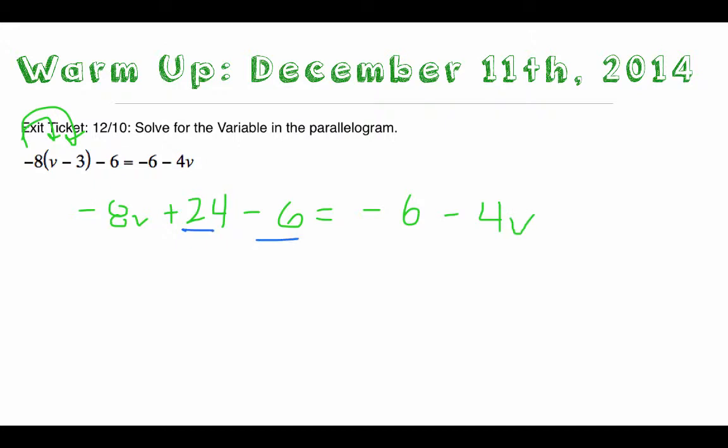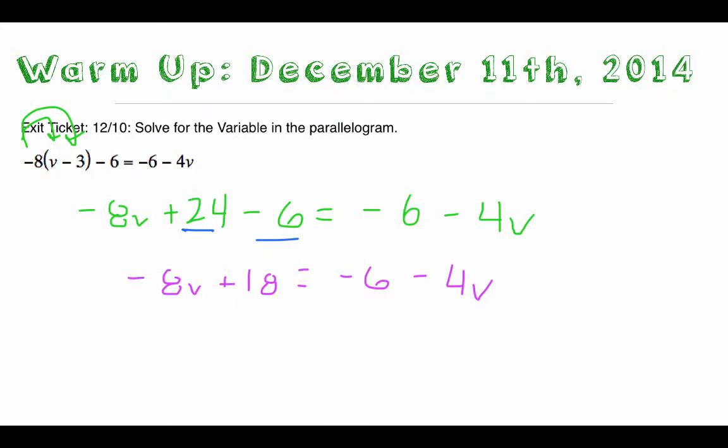I've got these two on this side, and that's it. Quickly, I can say if I have a positive 24 and I take 6 away from it, I'm left with 18. So 8v plus 18 equals a negative 6 minus 4v.